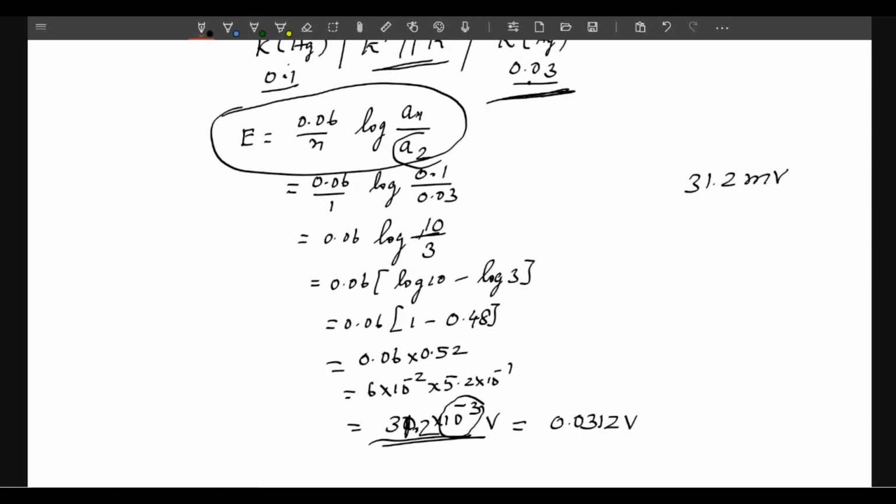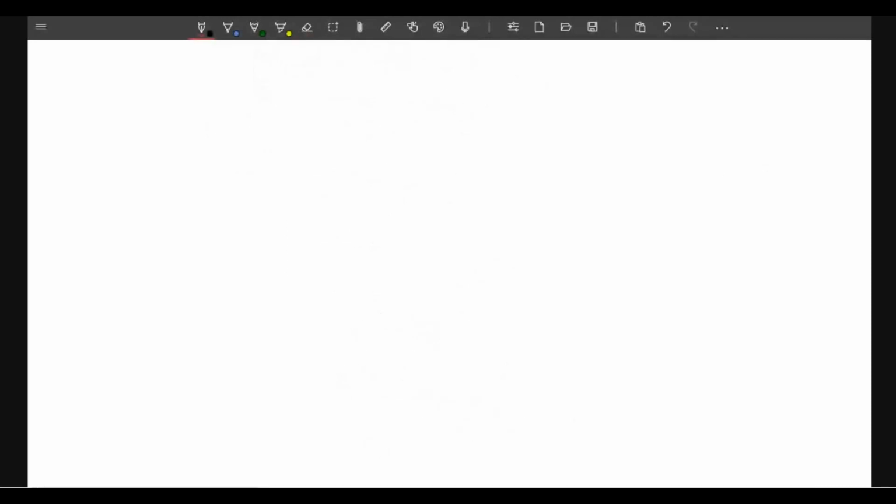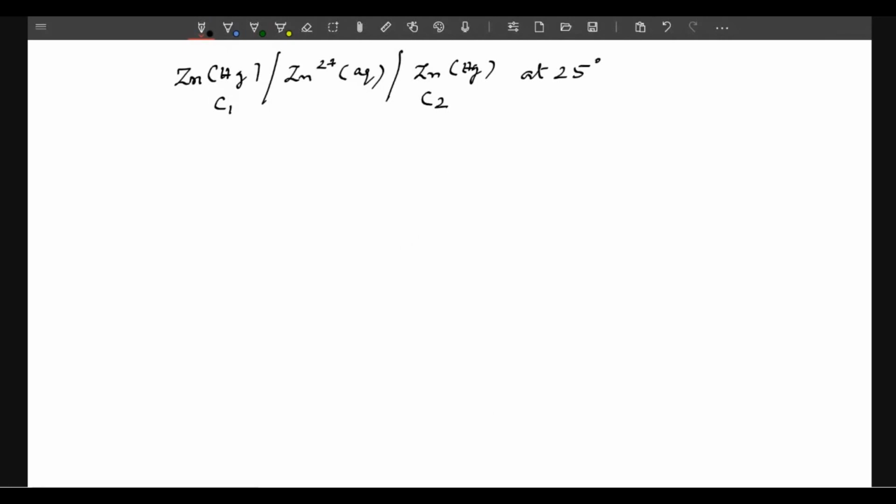And next question. So take down the problem as homework. Calculate the EMF of the electrode concentration cell. Sometimes they may give or may not give the words electrode concentration cell. Zinc amalgam C1 bar Zn2 plus aqueous bar zinc amalgam C2 at 25 degrees centigrade.